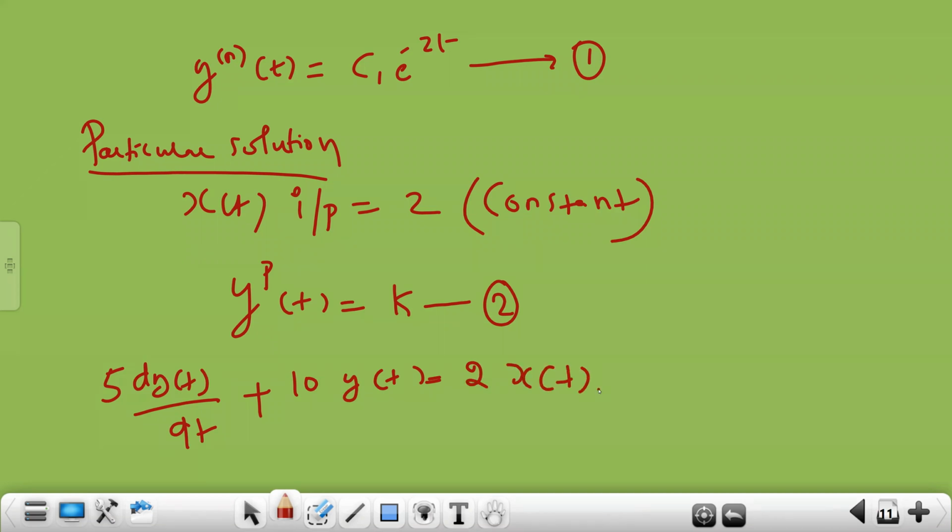Now, in this, we substitute, let it be 3. Now, put 2 in 3. Substitute this particular solution, particular output y p of t, into equation number 3. So how can you rewrite equation number 3? It will become 5 into d by dt of k, correct? y of t is k.